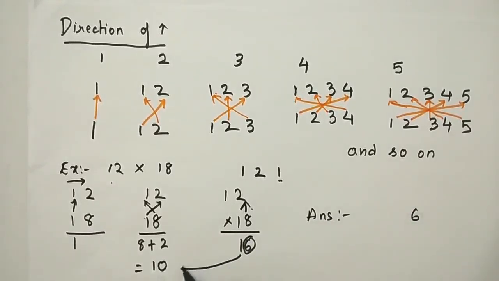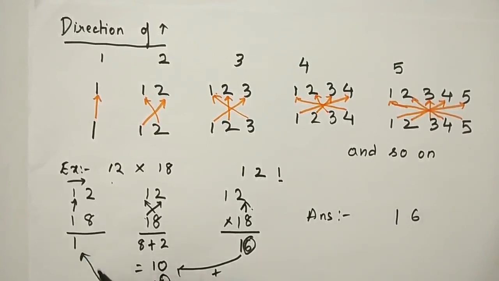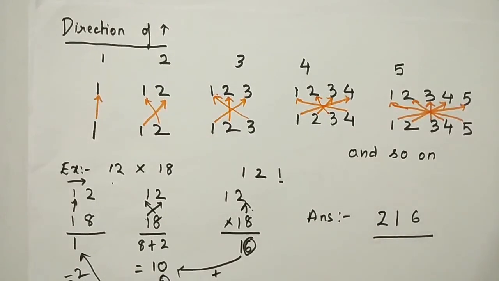And I will carry this 1 to the product of this 12 into 18. Okay. To this step, you will get 11. Okay. Write down this one here. Okay. Now carry this 1 to here and add it. You will get 2. Is it not? Write down here 2. The answer is nothing but 216.